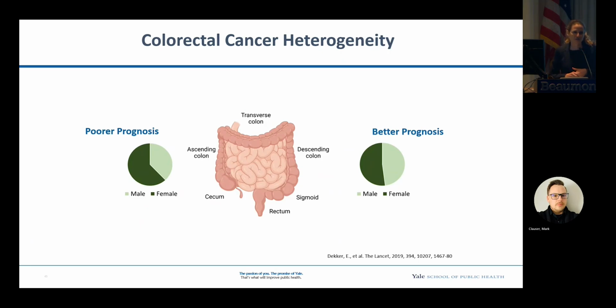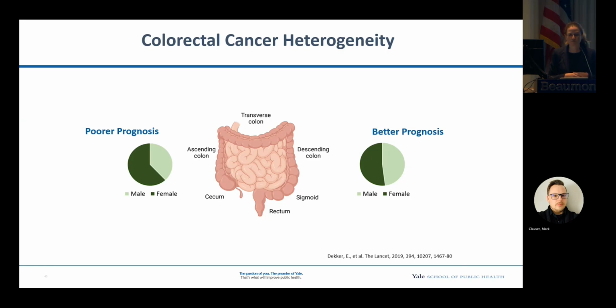Our main area of interest within the lab is colorectal cancer. As you see, I've been quite handy with BioRender here, which is where I obtained most of these pictures. But you can see just by looking at this organ that it's very large and very heterogeneous.